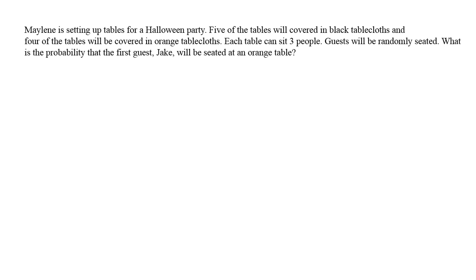Okay, well, remember, we always have to keep our event in mind. And here our event is the first guest, Jake, is going to be seated at an orange table. So again, we have to look at our number of choices that fulfill our event, and that means how many of our tables are covered in orange tablecloths. Well, the question tells us that here 4 of the tables will be covered in orange tablecloths. So that is our numerator, 4.